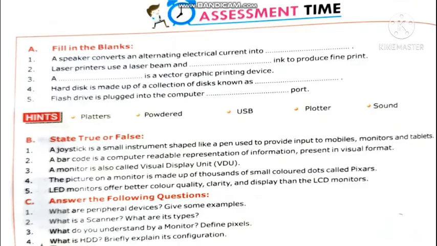After this the exercise is there, where fill in the blanks and state true or false can be done by yourself. What are peripheral devices? Give some examples. What is a scanner? What are its types? What do you understand by a monitor? Define pixels. What is HDD? Briefly explain its configuration. Means all those platters, the track, cylinder, everything you have to explain in this.